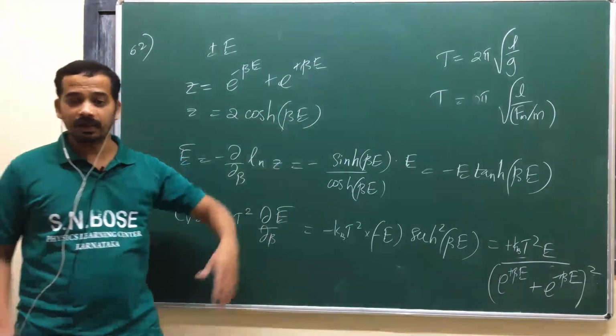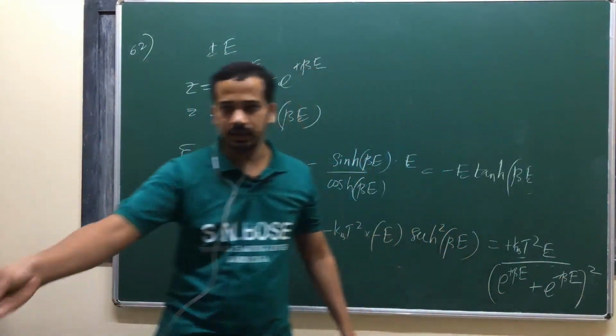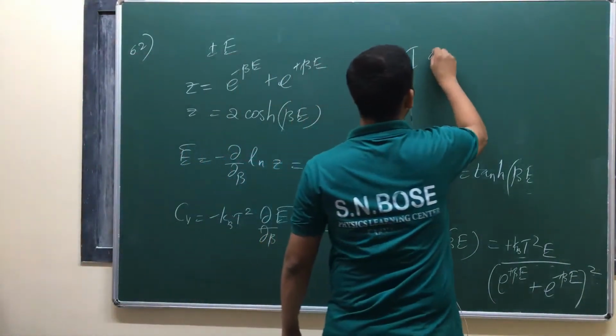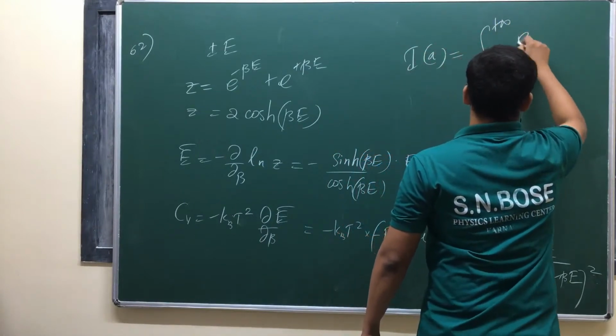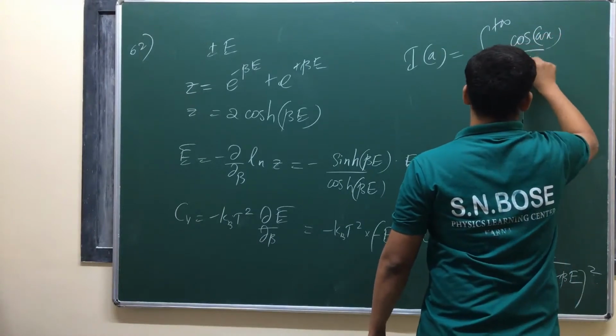Okay, that's a complex analysis, am I right? I'm saying that's how I did it in the solution, in the web page. What I'm saying is, why can't I write I as a function of a? What is this one? Integral from minus infinity to plus infinity of cos ax by x square plus 1 dx.